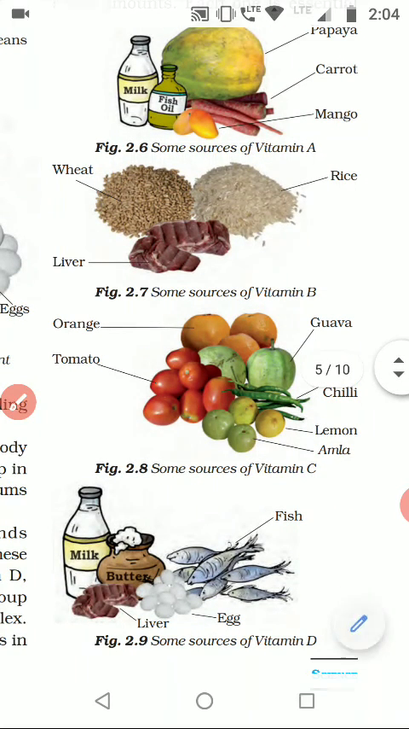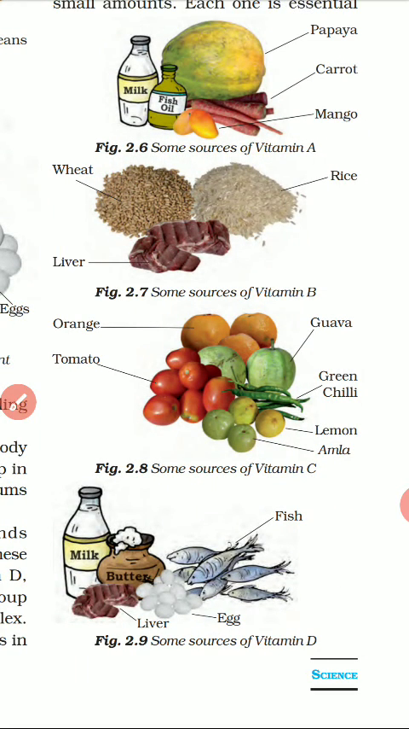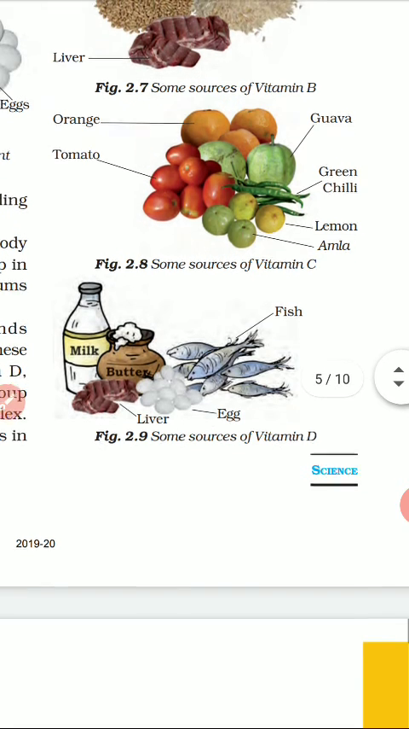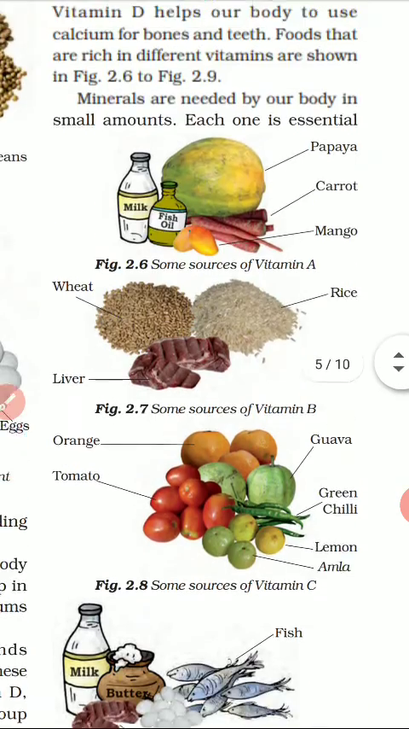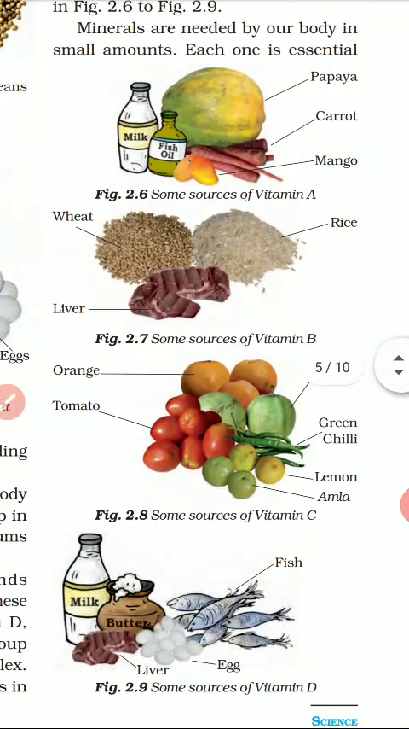Then let us come to vitamin C. All the sour fruits and vegetables are rich in vitamin C. Orange, tomato, guava, green chili, lemon, amla, all these are rich in vitamin C, which keeps our immune system healthy. And vitamin D comes from milk, butter, eggs, fish, and liver, which keeps our bones healthy. So this is the role of different vitamins, and these are the sources of different vitamins A, B, C, and D.